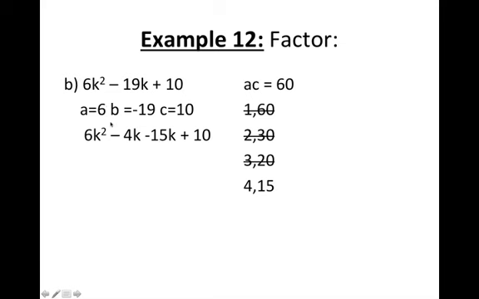And now we're going to do factoring by grouping, taking 2 at a time. And so we can do 2k out of the first 2, and that's going to give me 2k times 3k minus 2. We can do negative 5 out of the second 2, and that's going to give me minus 5 times 3k minus 2. So we have 2k minus 5 times 3k minus 2.